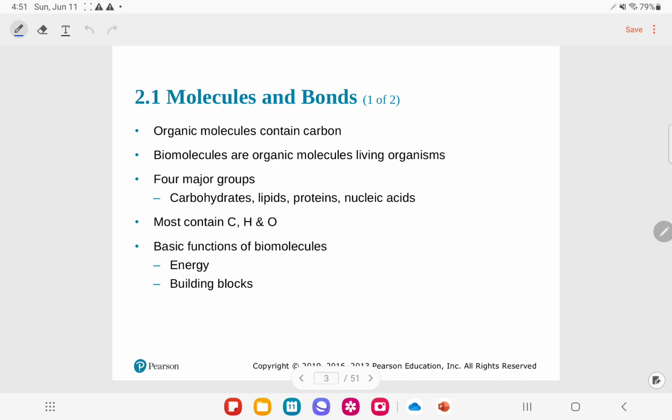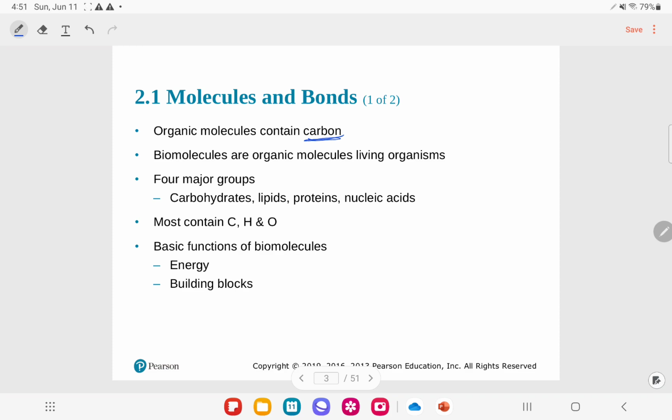So when we look at the molecules and bonds, especially the molecules that are going to be inside our body, we're going to have organic molecules, right? Our organic molecules are going to contain carbon. So that carbon is going to be very important. That will indicate if something is organic or not, right?